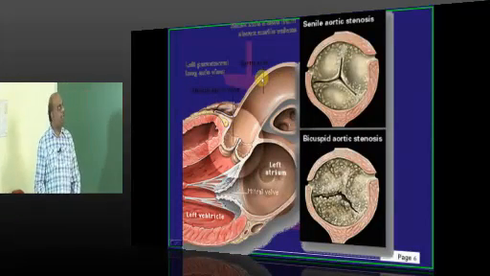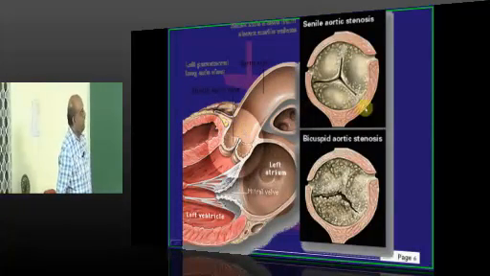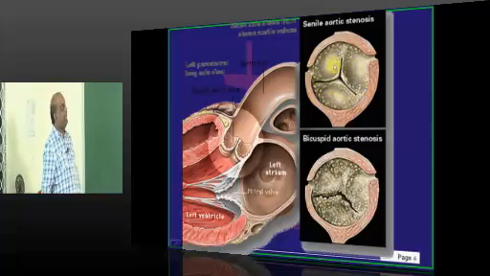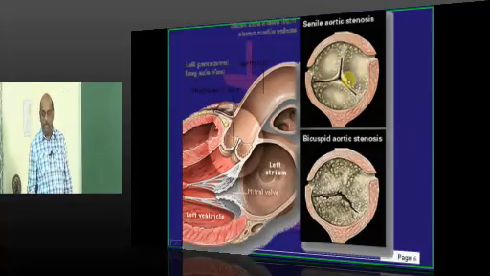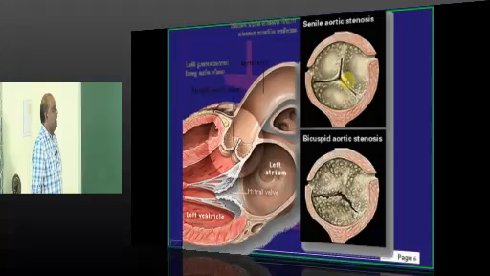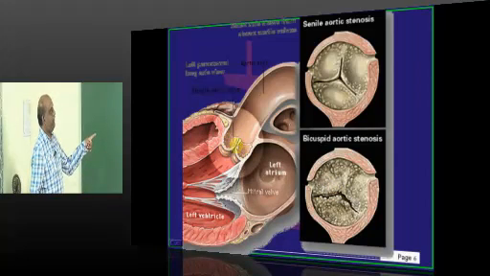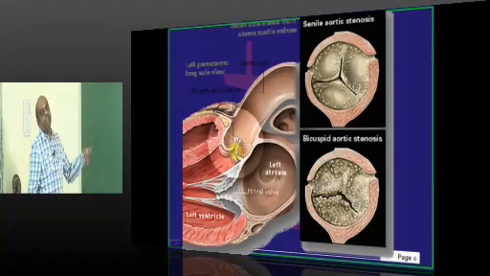So this is what you need to know, doctor. In old age, there can be senile calcification, which can lead to aortic stenosis. There can be bicuspid aortic valve, which can undergo calcification. Whatever it is, that is responsible for the development of aortic stenosis.